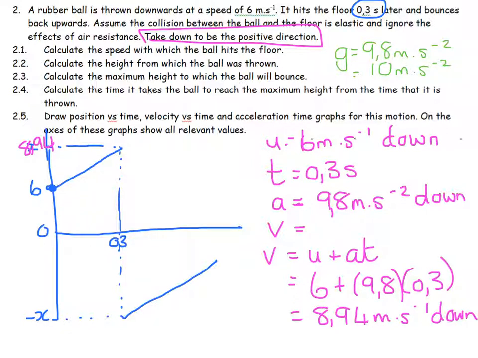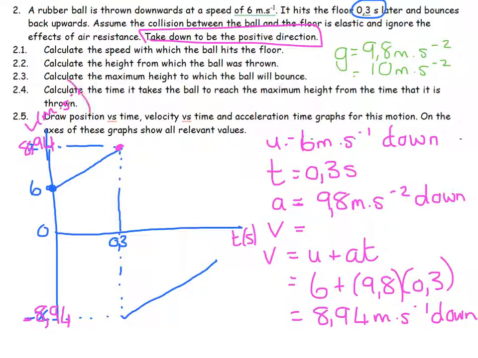So that value at the point where it hits the ground is 8,94, meaning that this must be in the opposite direction after the bounce, 8,94 meters per second. This is a velocity time graph. Time is in seconds, velocity is in meters per second.